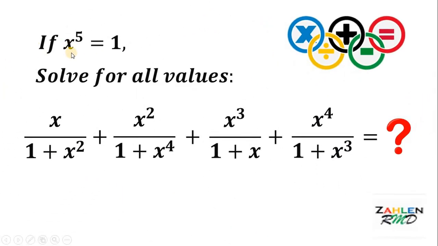If x raised to the fifth power equals 1, then solve for all values of the following expression. We have x over 1 plus x squared, plus x squared over 1 plus x to the fourth power, plus x cubed over 1 plus x to the fourth, over 1 plus x cubed.